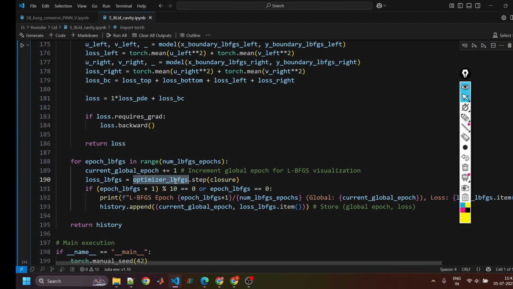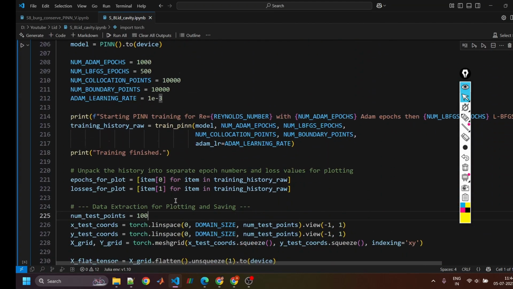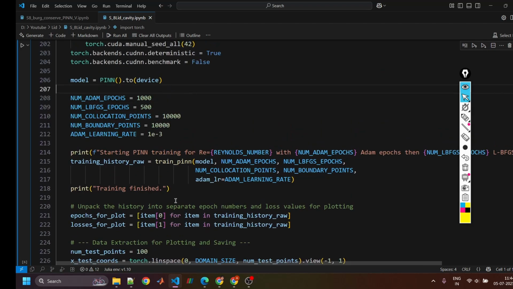For Adam, that's not required because Adam just works on the parameters of the optimization algorithm. But LBFGS needs both the parameters as well as the objective function. So here we have used 10,000 collocation points in the boundary and through the domain.